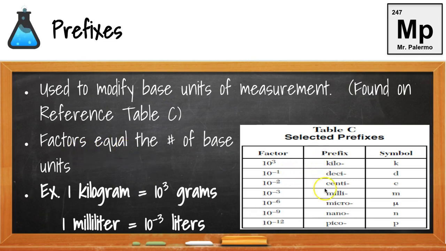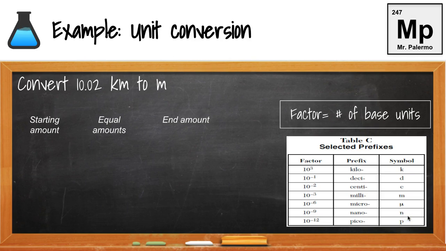So one of any of these prefixes, 1 kilo, 1 deci, 1 centi, equals the factor amount of those base units. So for example, if the base unit we're talking about is grams, we're measuring mass, then 1 kilogram, 1 kilo, is equal to 10 to the third base units, in this case 10 to the third grams, or 1,000 grams. If I'm measuring volume, then 1 milliliter is going to be equal to 10 to the negative third liters. So if I want to then convert between units, how do we do that?